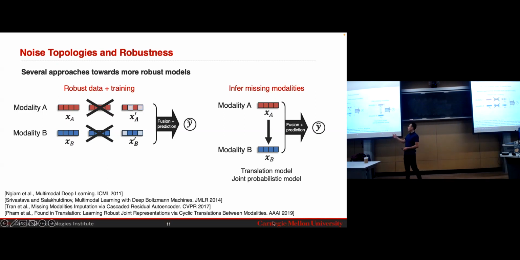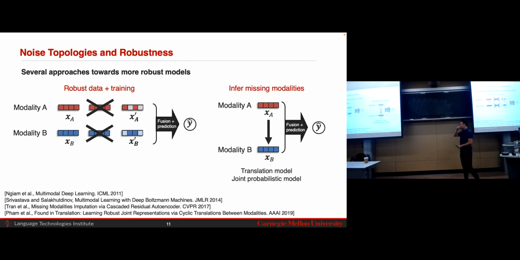Again, this isn't perfect. If you want to be able to translate from one modality to the other, the only information that you can translate is the intersecting information. You can't get unique information in B by translating from A. That's just not possible from an information theoretic perspective. All you can do is capture the joint information between A and B.